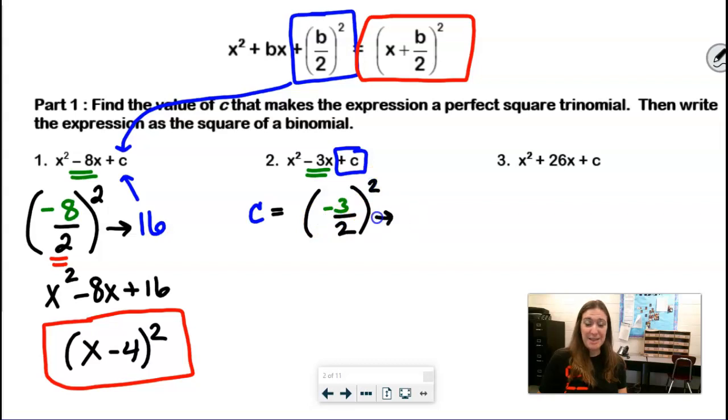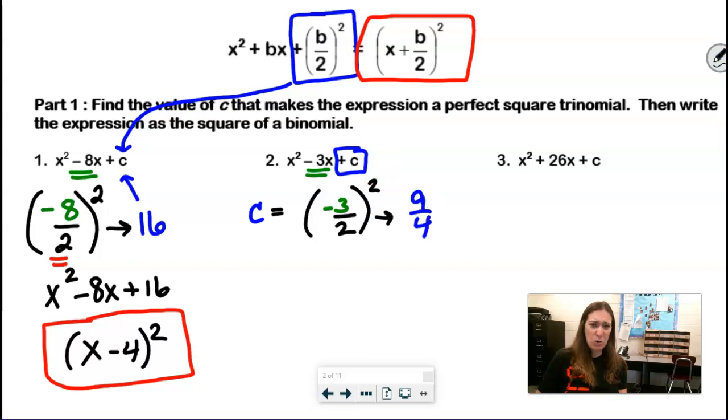All right, what does that become? Well, I know a lot of you are reaching for your calculator right now. I don't think we need to do that. When you square a fraction, you just square the numerator and the denominator. So -3 squared is 9, and then 2 squared is 4. So this fraction becomes a 9 over 4.